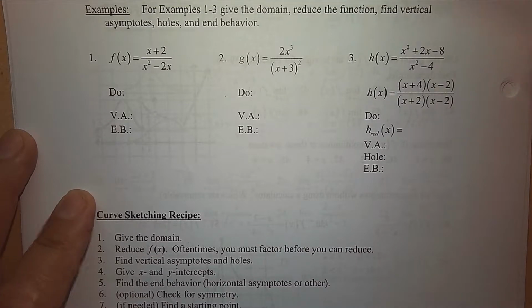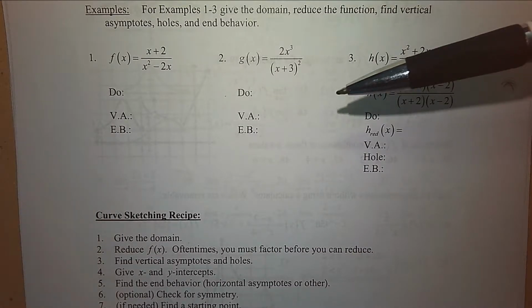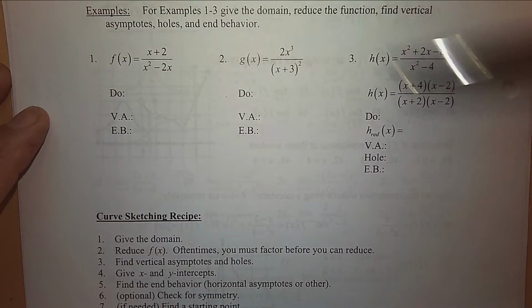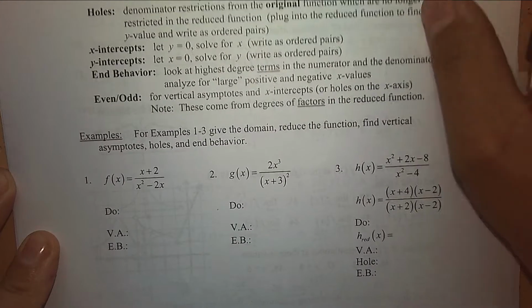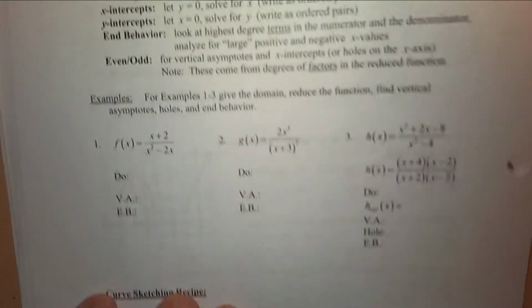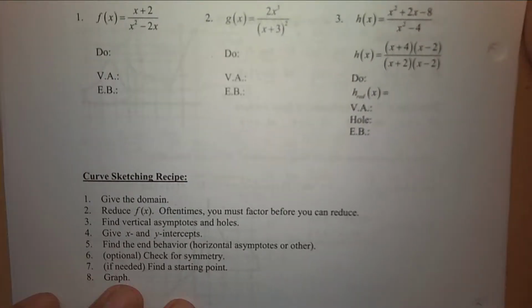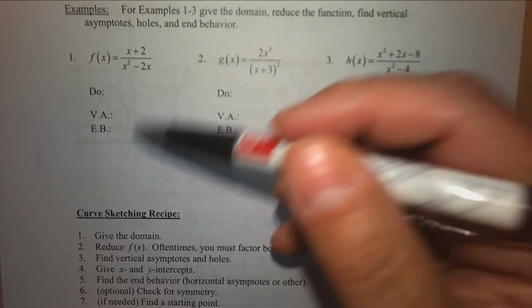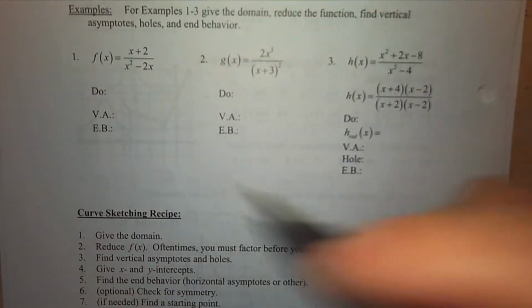So, this lesson has to do with being able to sketch rational functions. What to watch for when you're sketching a function: the domain, the vertical asymptotes, the holes, the intercepts, the end behavior, whether it's even or odd, and so on. We're going to start with number 1 and practice together to see if you can fill in the analysis part, and then we'll sketch on the next page.